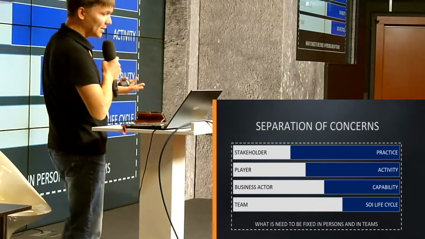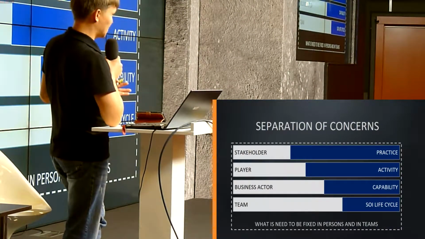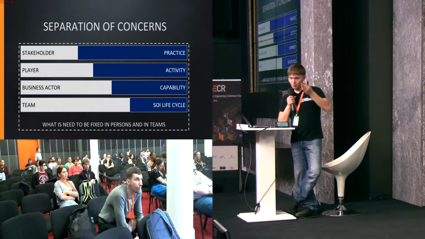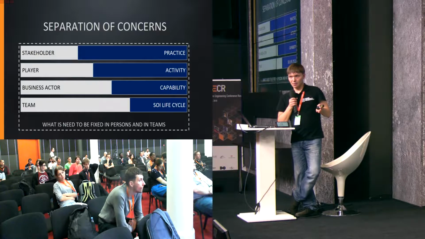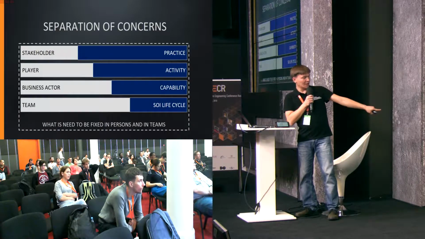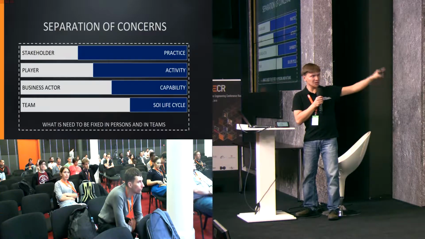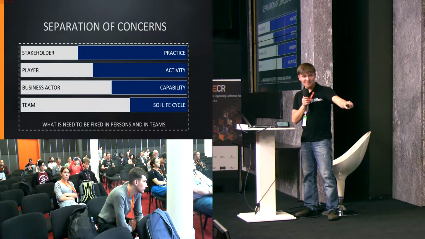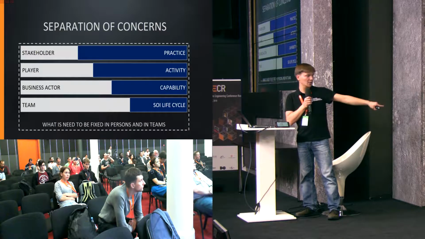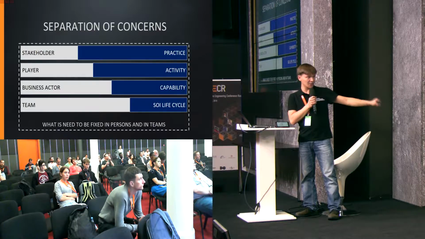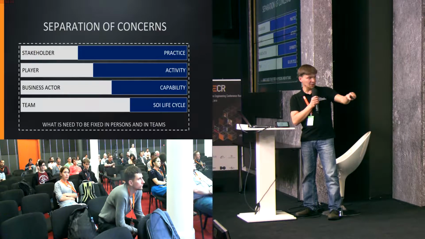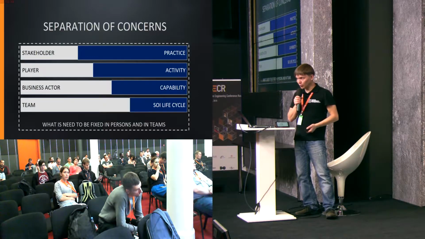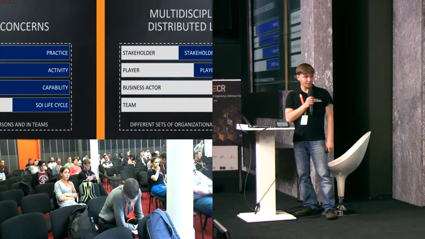Actually, in systems thinking, we call this a separation of concerns. So we can talk not only about people and teams. We should speak exactly about teams, or business actors, or players, or stakeholders, because when we see problems in, for example, the life cycle of a project, then we should take a deep dive into a team. If it's capability, we need to go to the business sector. If a practice is performing poorly, we need to go to the stakeholder.